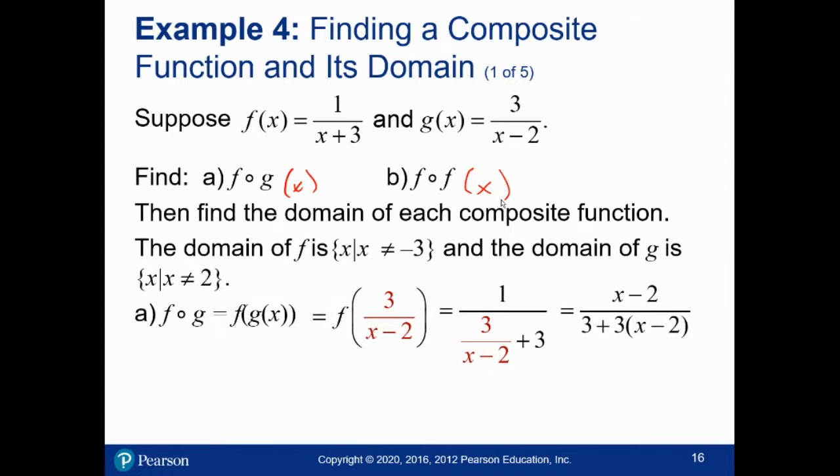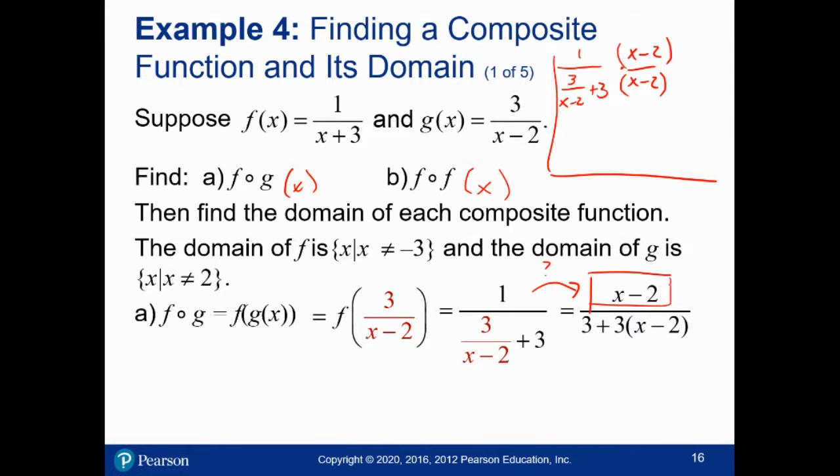If you simplify this, to see how you go from here to here, I'll do it up here in this upper right corner. So we have 1 over 3 over x minus 2 plus 3. What I'm going to do is multiply this by x minus 2 over x minus 2. So my numerator is exactly x minus 2.